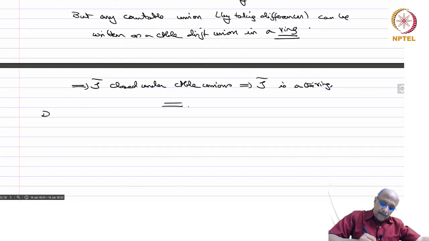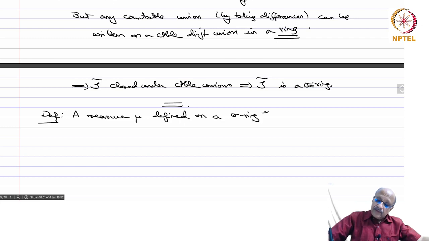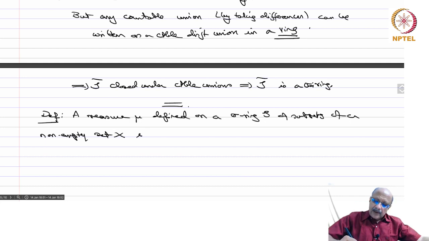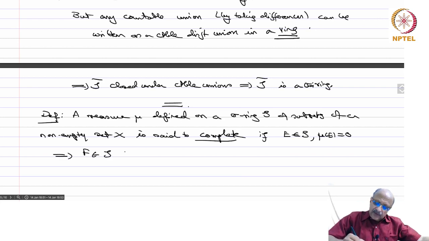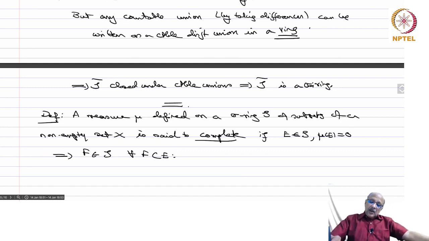Okay, so definition: a measure mu defined on a sigma ring S of subsets of a non-empty set is said to be complete if E in S, mu of E equal to 0 implies F belongs to S for every F contained in E. So a measure is complete if you have a set of measure 0, then all subsets of that set belong to the sigma ring. Okay, so then it's called a complete measure.